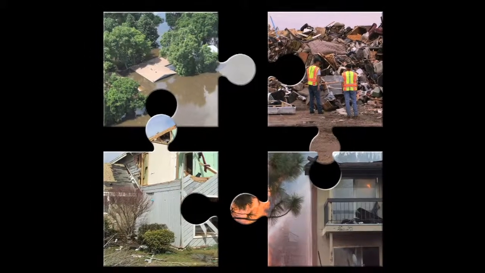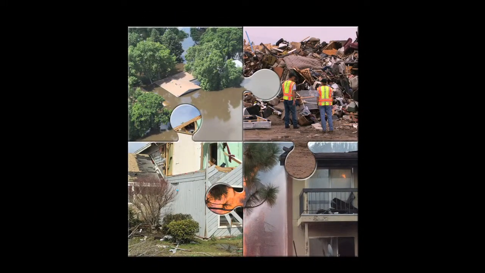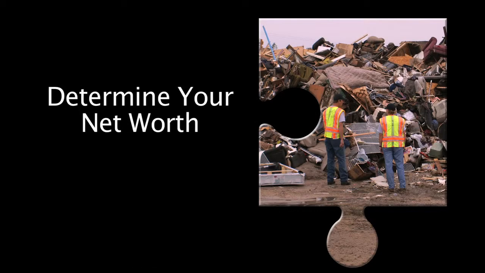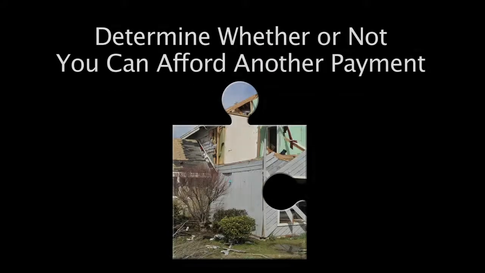In the last few minutes, we have heard about the steps to take to determine your current post-disaster financial situation. 1. Assessing your monthly income and expenses allows you to know what resources you have to work with and what financial commitments you have. 2. Determining your net worth allows you to get a big picture of your financial situation and will provide valuable information as you make decisions following the disaster. 3. Determining whether or not you can afford another payment is vital as you consider various resources and options to borrow money to rebuild.